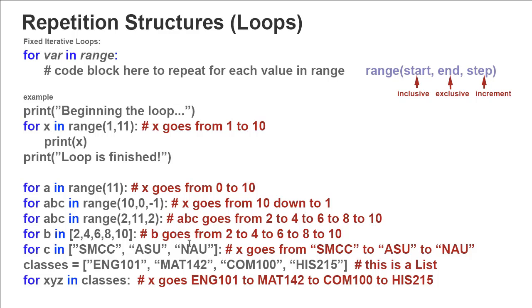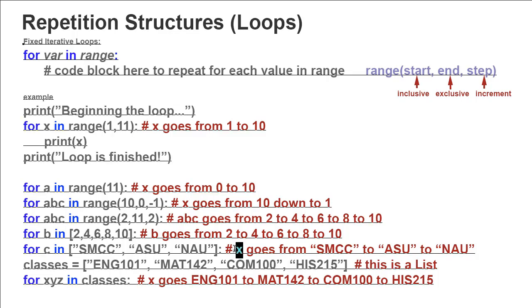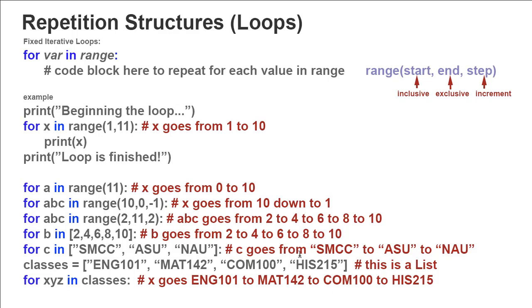I can also have a list though of strings. So here for C in SMCC, ASU, NAU, and in this case C is going to go from SMCC to ASU to NAU, and we could actually print out those strings.